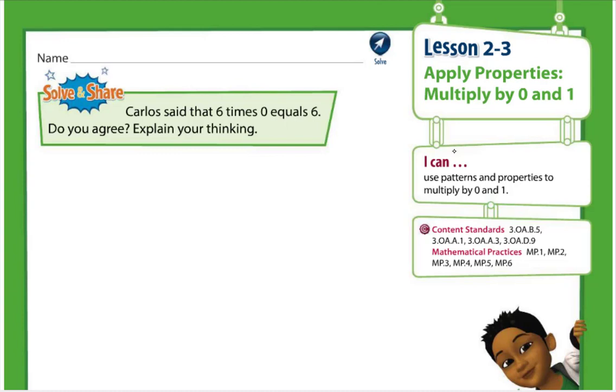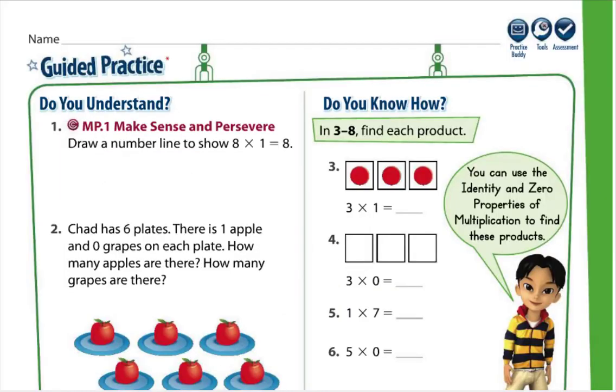Our lesson is applying properties, and these properties are multiplying by 0 and 1. What we will learn today is how to solve.